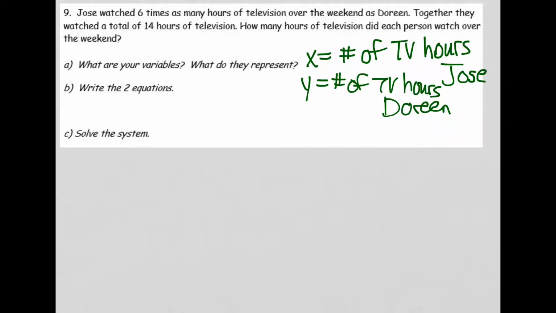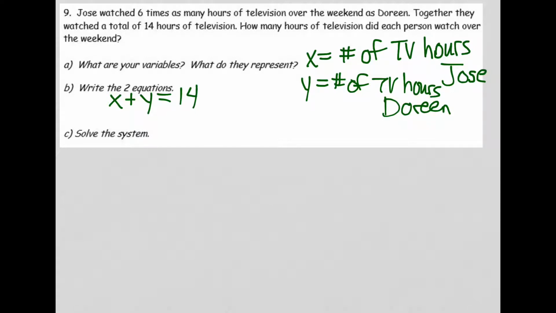Okay. Well, together, they watched a total of 14 hours. So that means that however many hours Jose watched plus however many hours Doreen watched is going to add up to be 14. That's an equation. Let's leave it. Walk away.